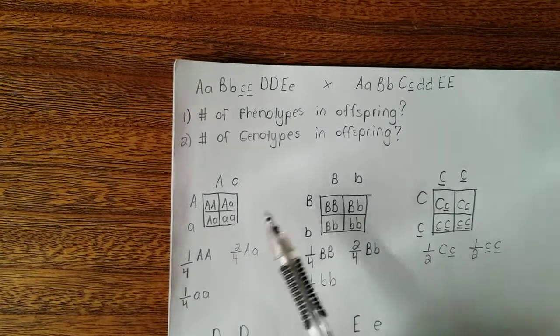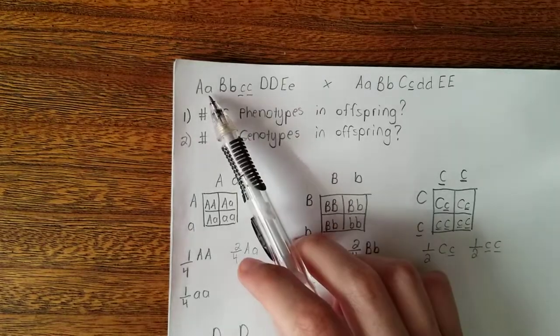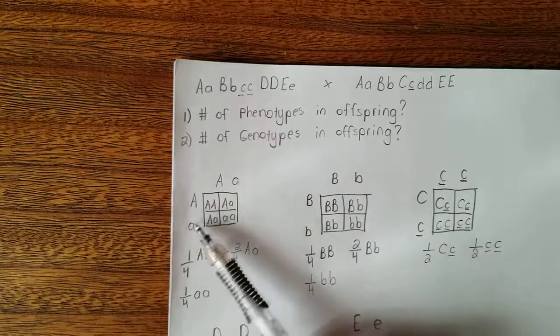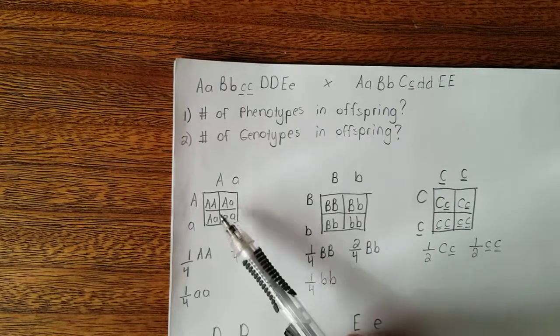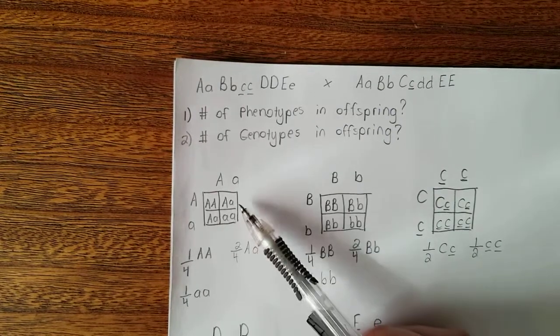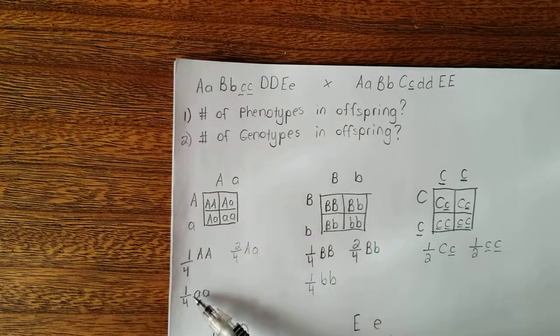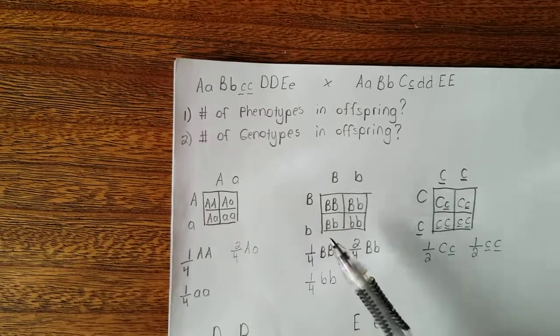So I took this AA from this parent and then this AA from that parent. And I did a Punnett square. So I come up with 1/4 big A, a 2/4 big A, little a, and a 1/4 little a. Same with this Punnett square.